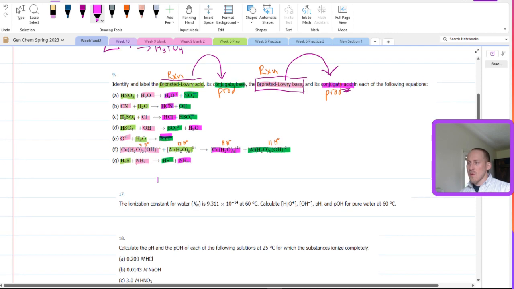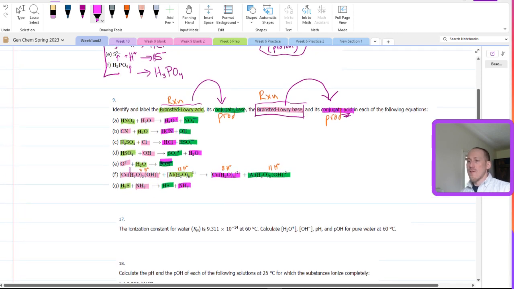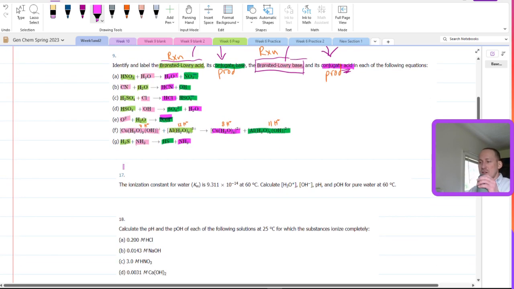And again, this is actually quite simple at this level. Whatever donates a proton is the acid. Whatever accepts the proton is the base. That is the Bronsted-Lowry definition of acids and bases.